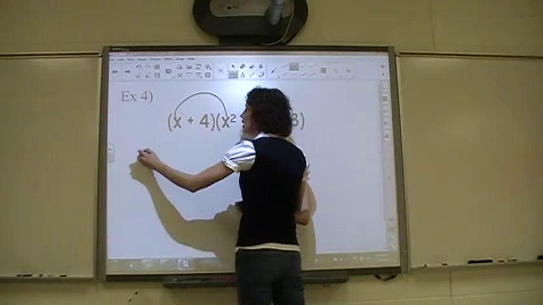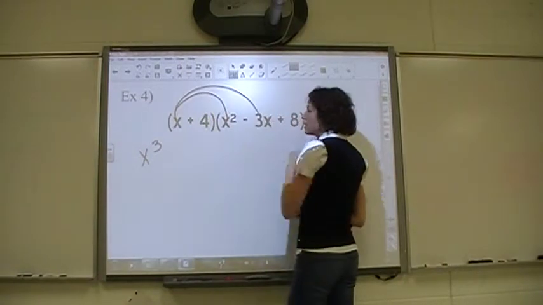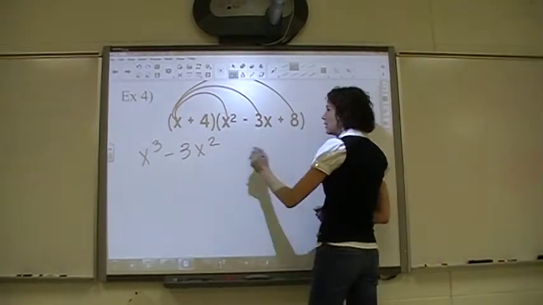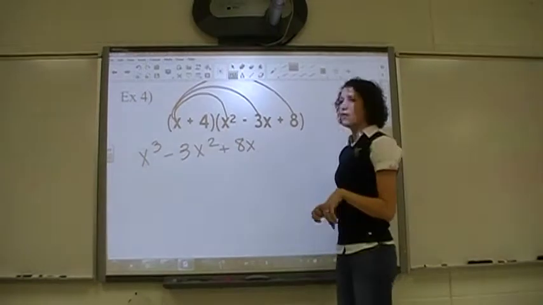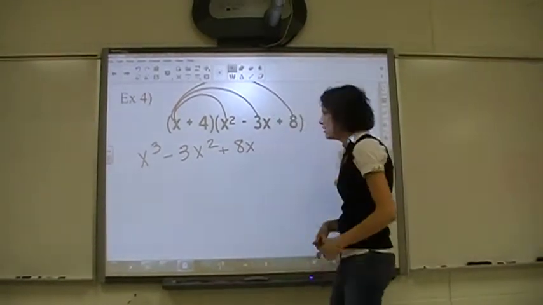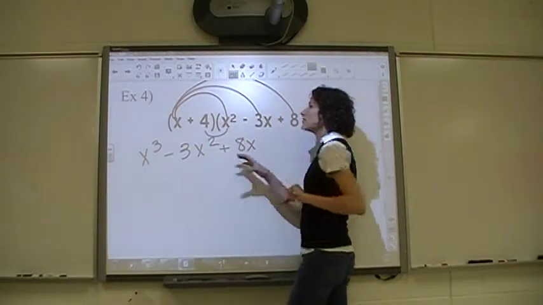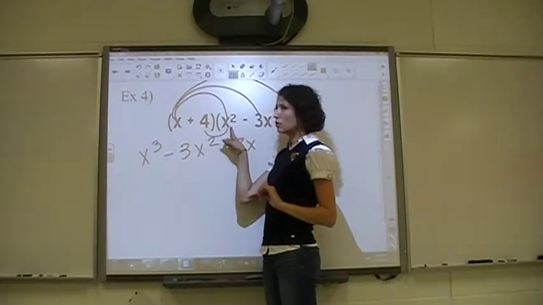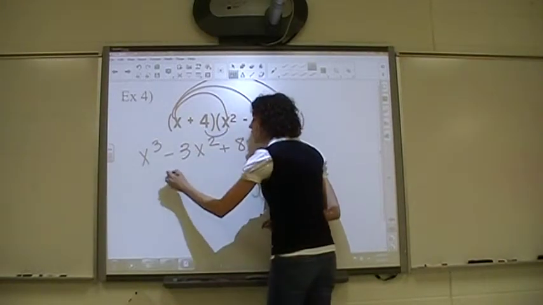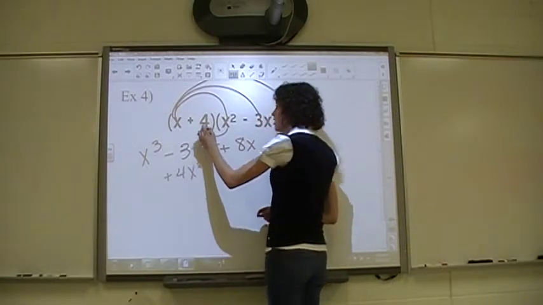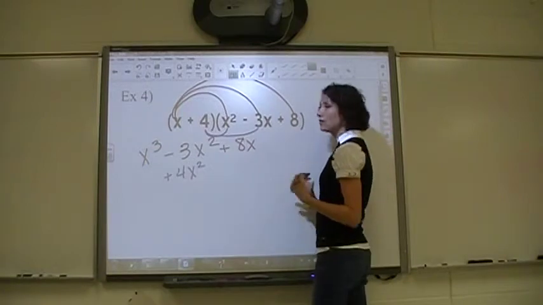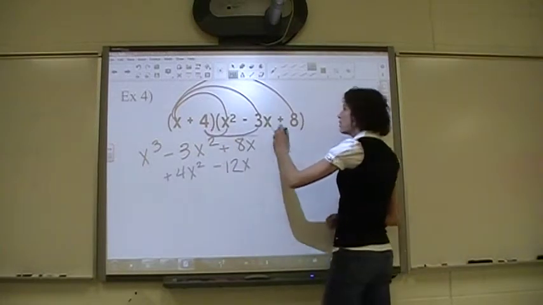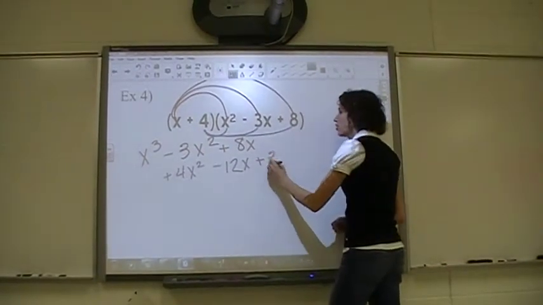So let's try it. X times x squared gives me x cubed. X times negative 3x gives me negative 3x squared. X times 8 gives me a positive 8x. All right, now I want to try the next one. So we're going to do 4 times x squared. Now instead of writing this whole big long string, what I want you to do is line it up right underneath. 4 times x squared gives me 4x squared. Line it up with your x squared, so we have a positive 4x squared. 4 times negative 3x gives me negative 12x. Line it up under your 8x, so minus 12x. Then 4 times positive 8 gives me a positive 32.